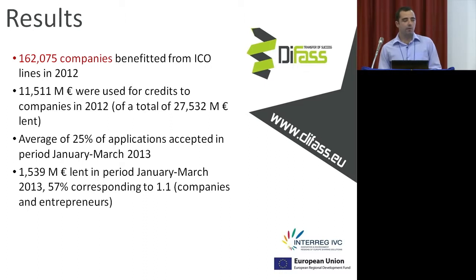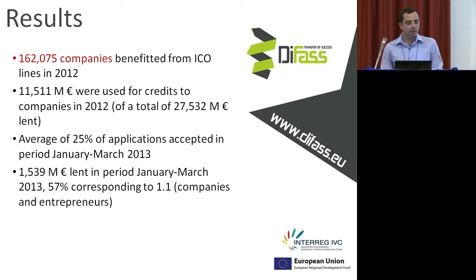The main results of ICO in the last years are that around 160,000 companies benefited from ICO in 2012. More than 11,000 million euros were used for credits to companies last year, of a total of 27,000 million euros used by ICO in all its operations. This year, in the first 3 months, the rate of applications accepted has been 1 of 4, at 25%, and at the moment only 7% of the year's funds of ICO have been spent in these first 3 months.